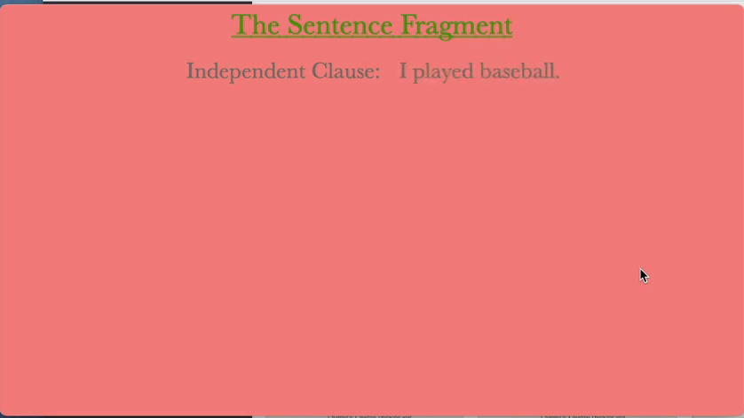Okay, and here's an example. I played baseball. Very simple, right? But it's a complete sentence. It is an independent clause, which is used here as a complete sentence. It has a subject, I, and it has the predicate, played baseball.